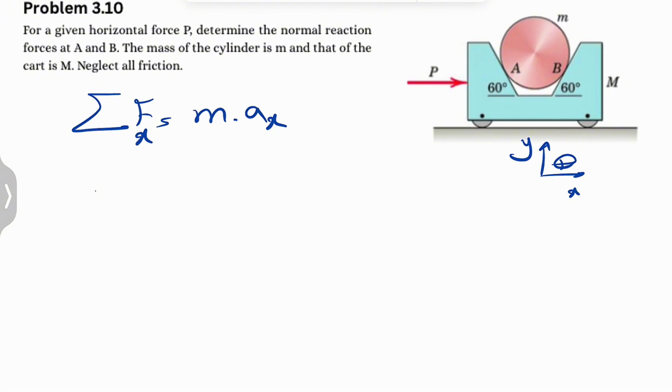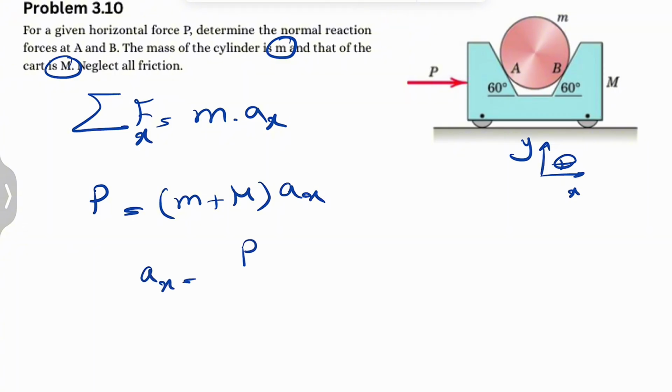So basically the only force in x direction would be the force P, which is positive, and the mass is going to be the mass of the cylinder and the mass of the cart, and that's going to give us the acceleration. So our acceleration would be P over the mass of the entire system. What we are interested in is the normal forces that are applying to these two points A and B.